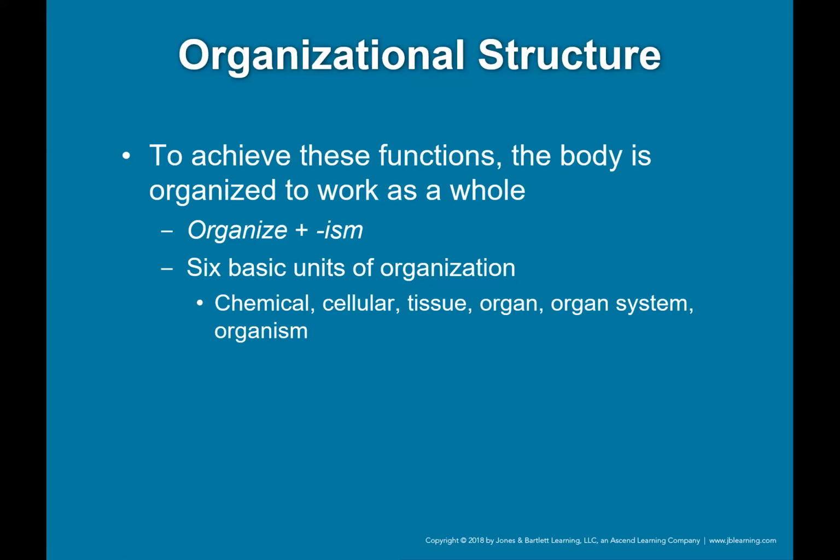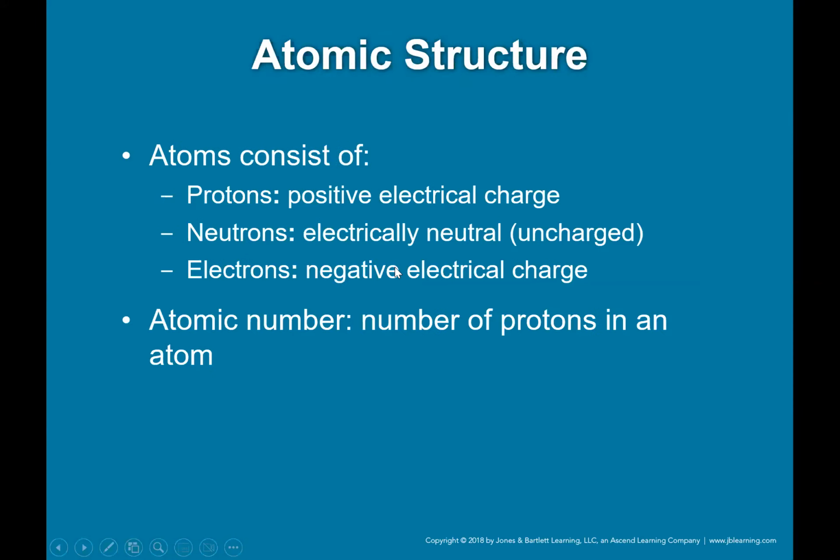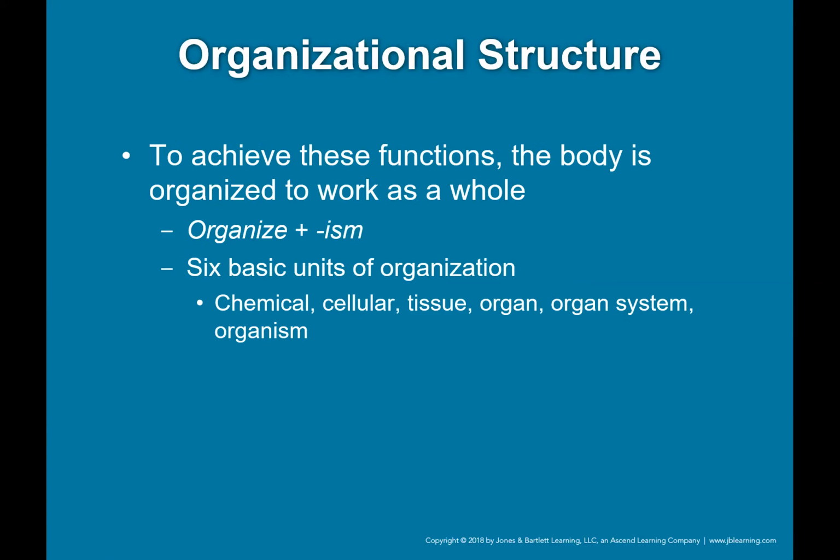A whole bunch of cells get together, they make a tissue. A whole bunch of tissues get together, they make an organ. A whole bunch of organs get together, they make an organ system. A whole bunch of organ systems get together, they make us as an organism, as a living, breathing, functioning thing. That makes sense. That should be pretty easy to understand.